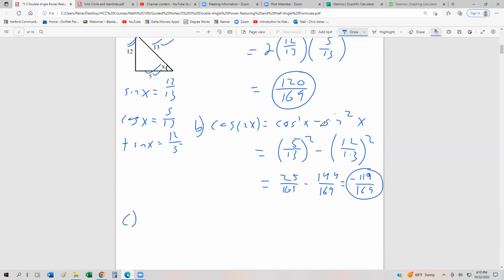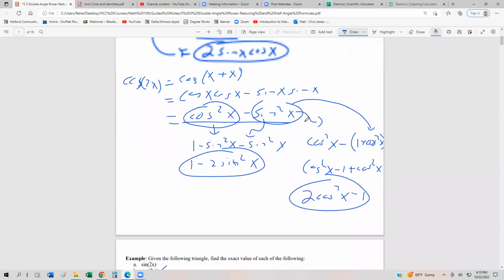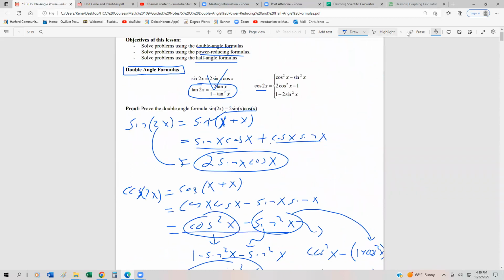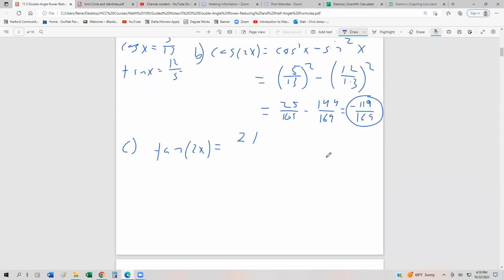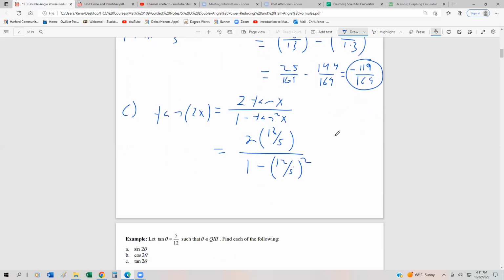Right? Last one we have is the tangent of 2x. And the tangent of 2x is going to be equal to, we have our formula up here, so that's 2 tan of x over 1 minus tan square of x. Okay, we know that the tangent is 12/5. So that's going to be 2 times 12/5 divided by 1 minus 12/5 squared. All right, so unfortunately, we got a little bit of algebra to do here. Not that big a deal.